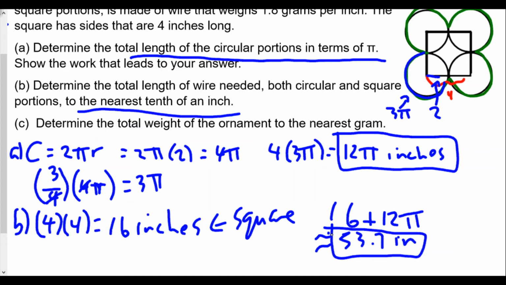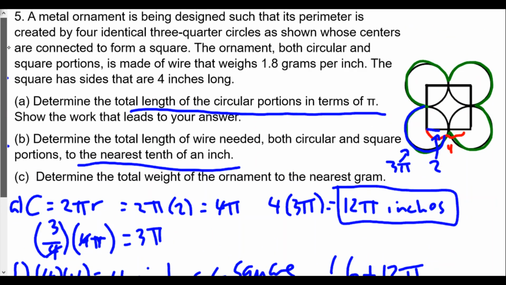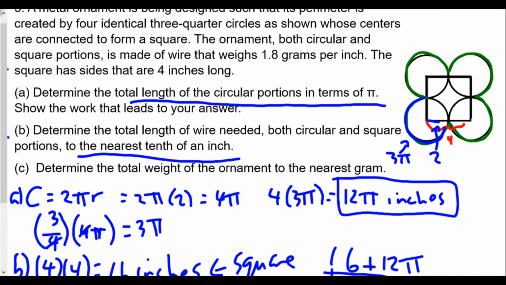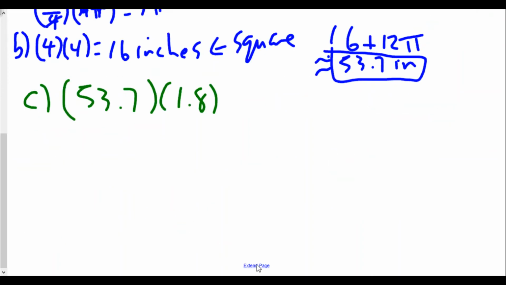Okay? And finally, the total weight of the ornament. Well, we're told, in this part, we'll go back to our information, read carefully, the wire weighs 1.8 grams per inch. So for part C, we're going to take the total length of the wire, approximated, 53.7, and the weight was 1.8 grams per inch, not square inch, and multiply. So we're going to take the 53.7.